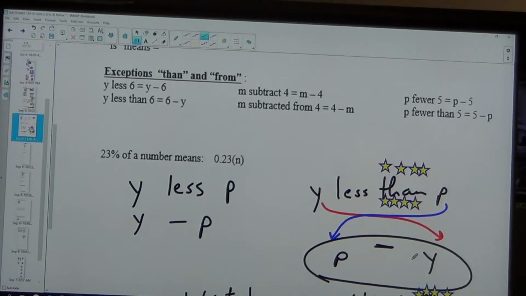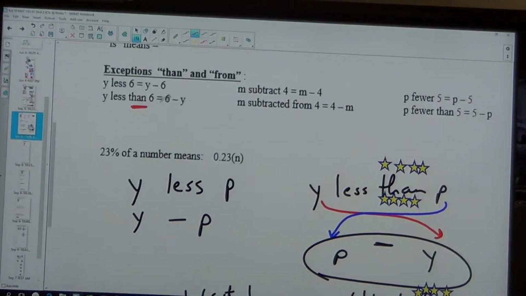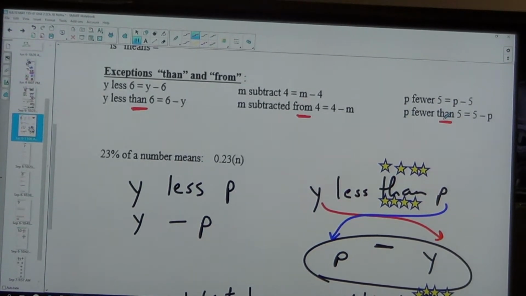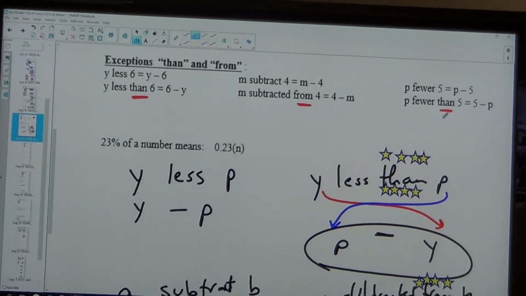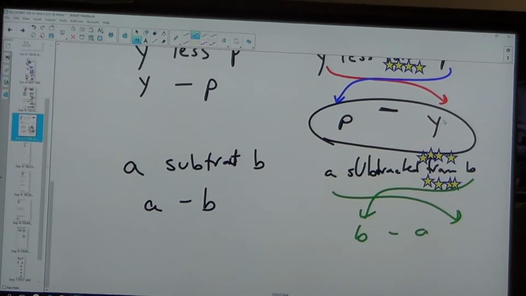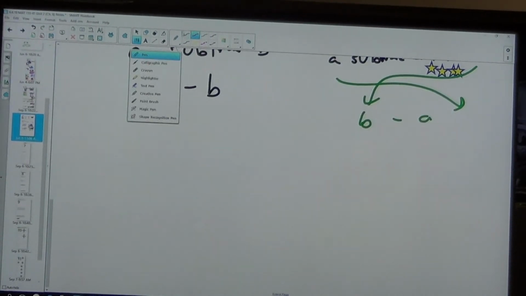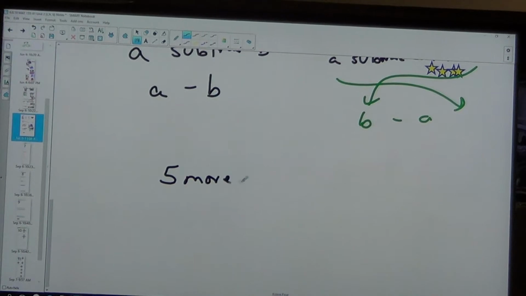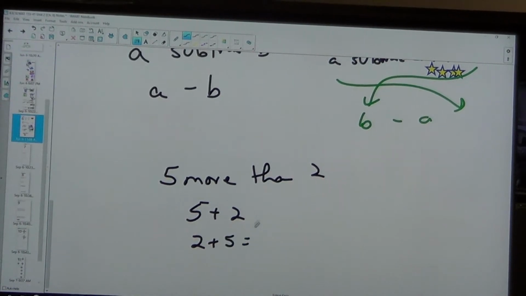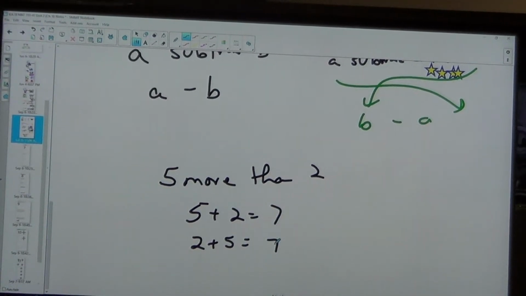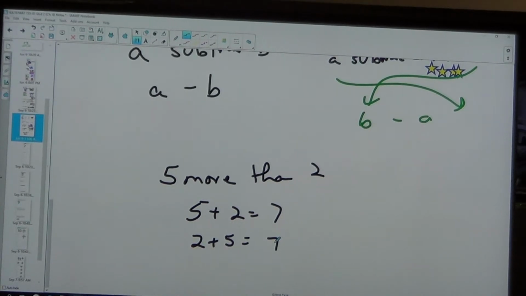So I have some examples up here. If you see the word than or from, you're going to flip-flop it. Than and from. Otherwise, we write it the way it's written. Now, some people say, well, what if it's more than? What if it was 5 more than 2? Do I have to flip it? No. It doesn't matter, because 5 plus 2 and 2 plus 5 gives you the same answer. So if you want to remember, I flip it all the time, it doesn't matter.